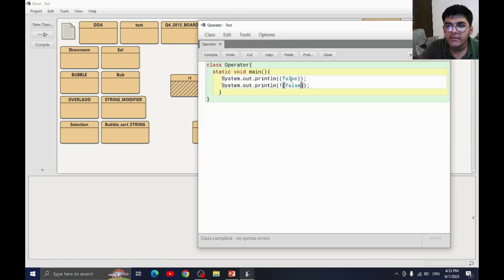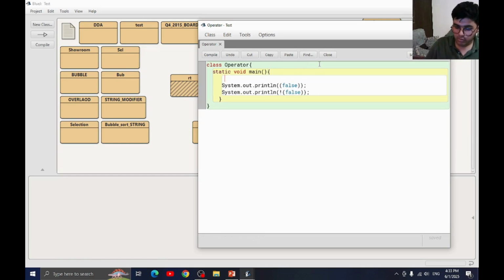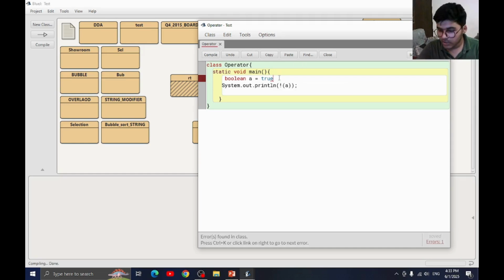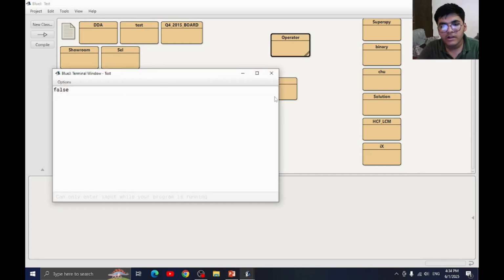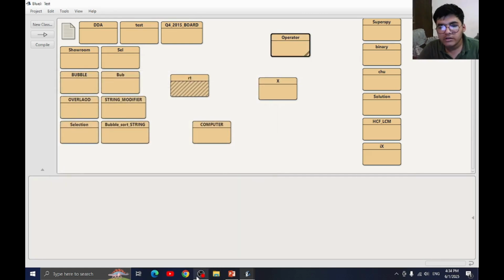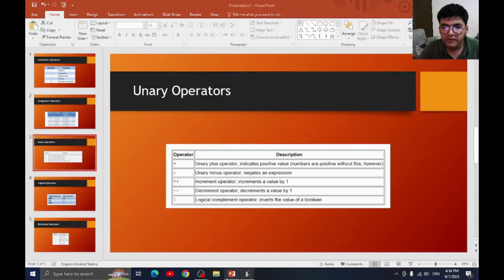And this same thing can be done with, like, we are writing here boolean a equals true. Fine, erasing this, and we are writing here in the parenthesis a, and outside this a we are putting an exclamation mark, and again let's see what the answer is going to be. Okay, so you see the answer is false, and with this we cover this exclamation mark, this logical complement operator.